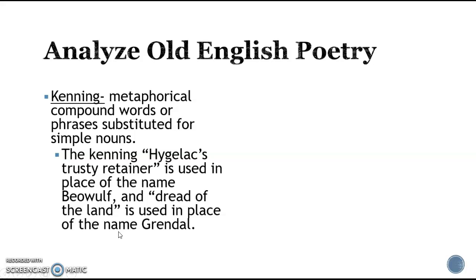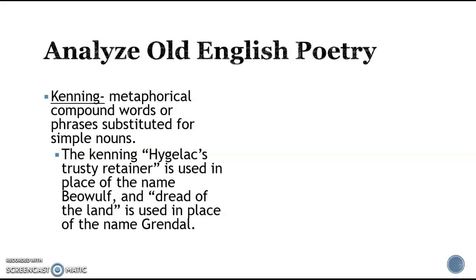The last literary device we're going to look at are kennings. A kenning is a metaphorical compound word or phrase that substitutes a simple noun. So you do this a lot, I'm sure. You come up with kennings on your own without thinking about it. But look at this example. So the kenning Higlac's trusty retainer is used in place of the name Beowulf. Or the dread of the land is used in place of the name Grendel.